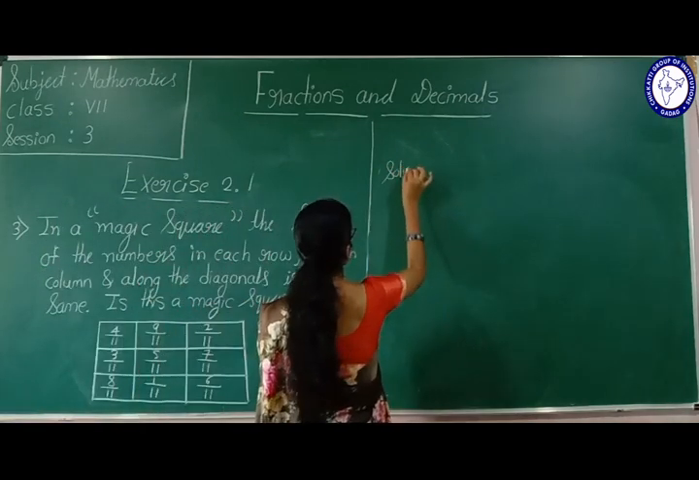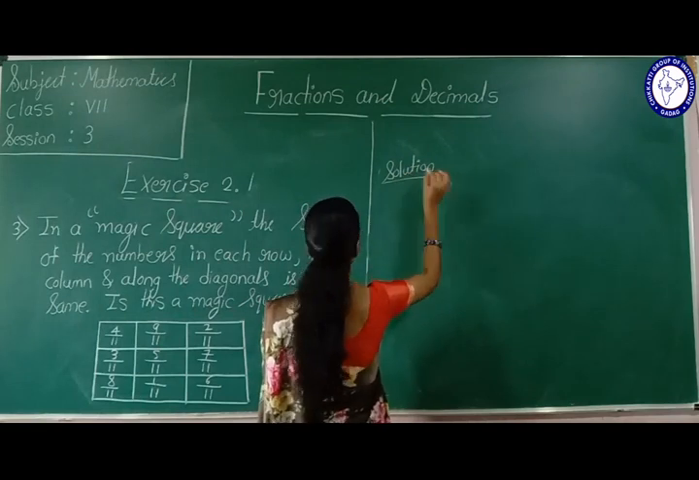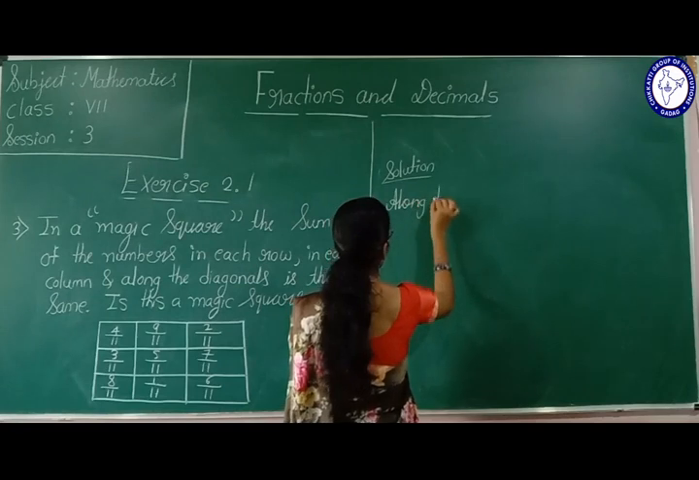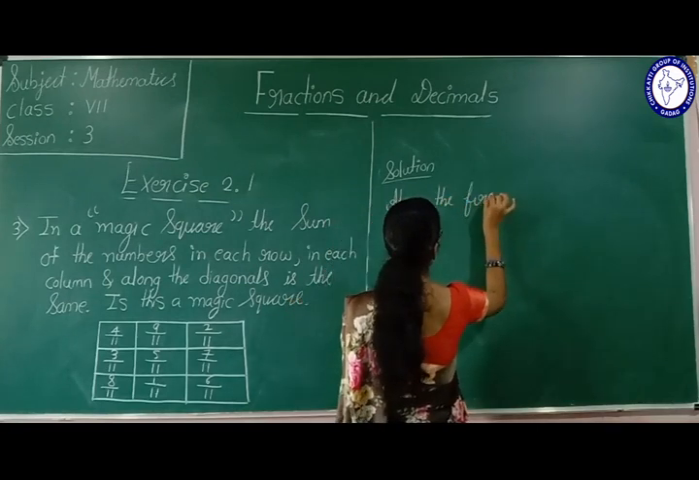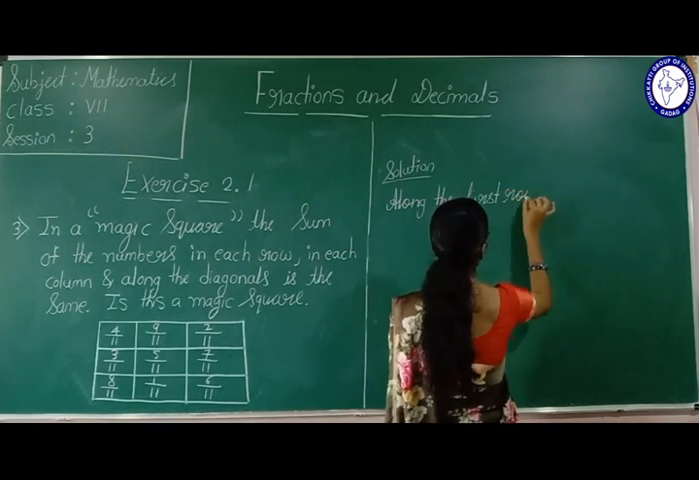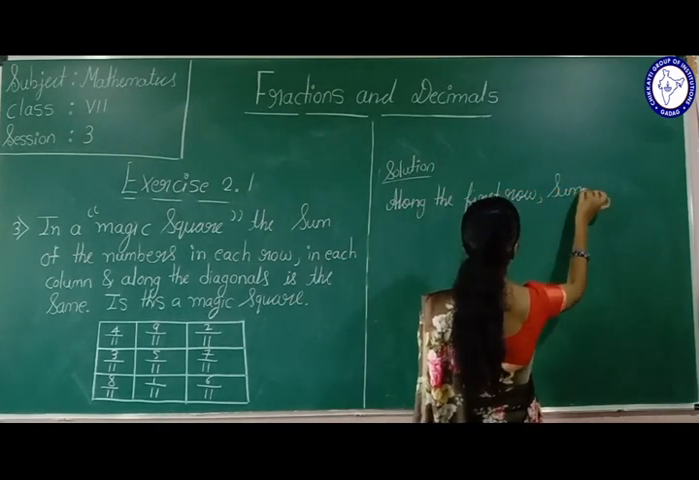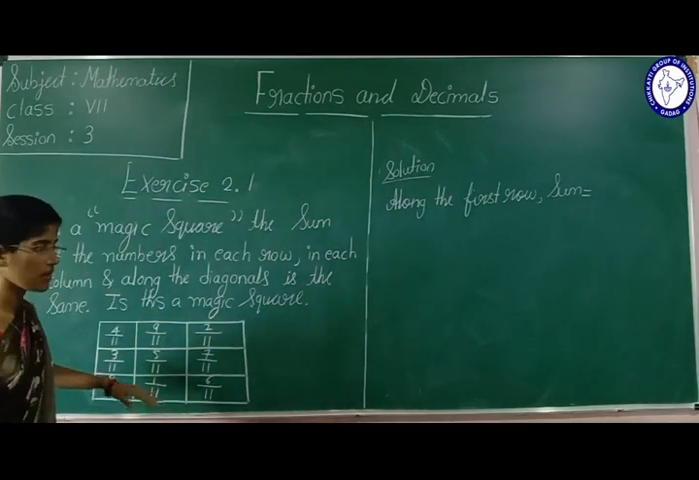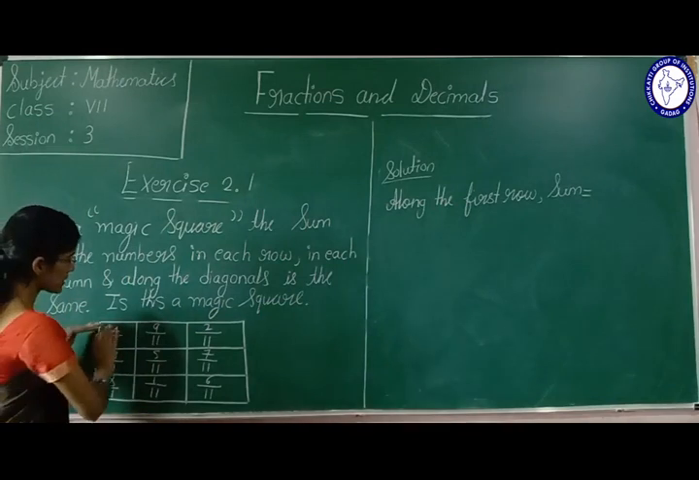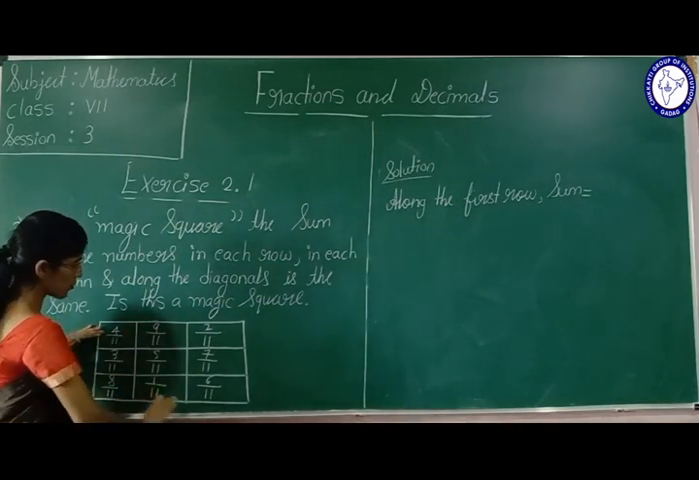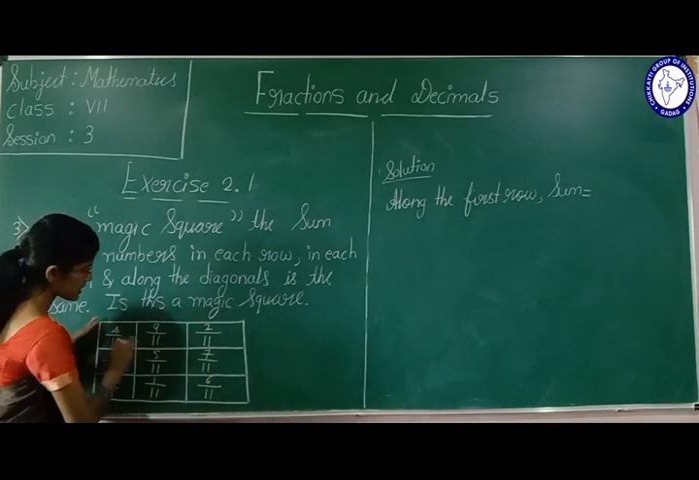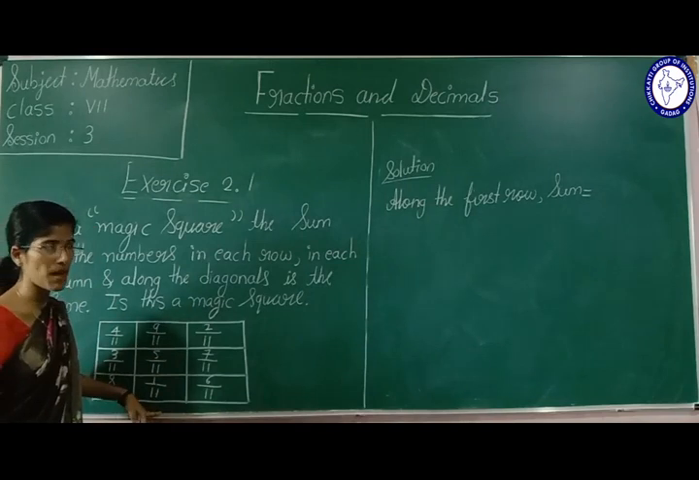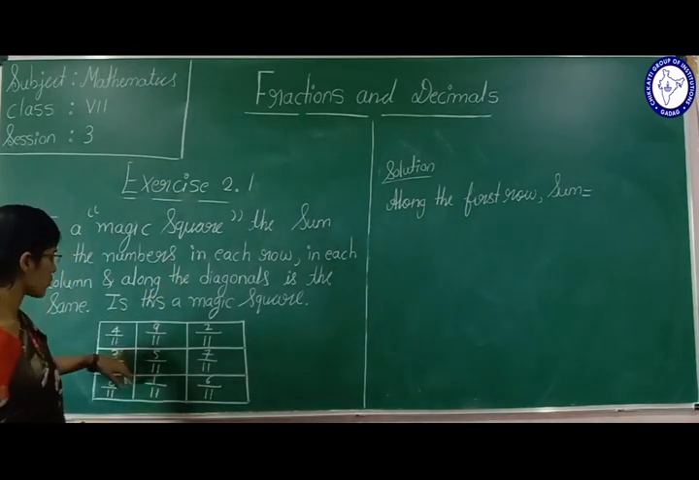See your solution. Along the first row, sum is equal to, okay, we will find out the sum. We will see whether this is a magic square. Once more I will tell you, magic square means the sum of all rows and sum of all columns and sum of the diagonal should be same. That is called magic square. Now we are checking is this a magic square. So along the first row sum we will find.